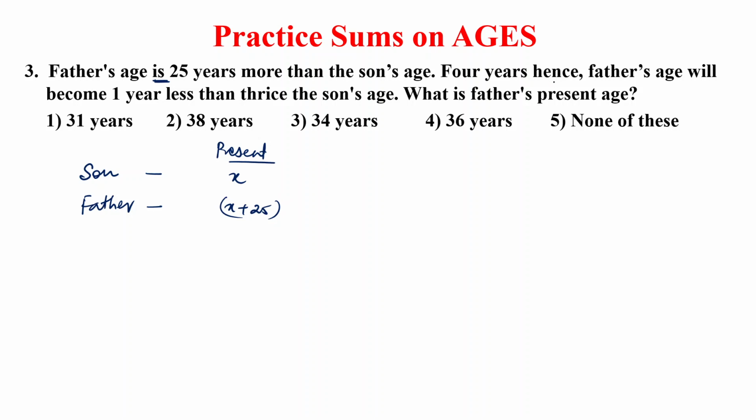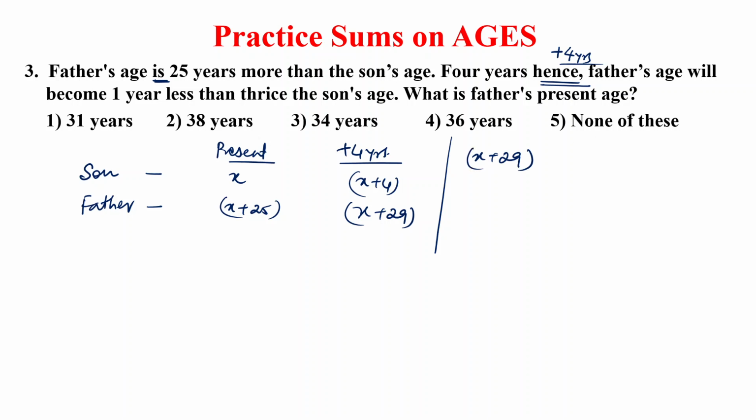Okay, 4 years hence. Hence means later, after. So plus 4 years. So what will happen? This will become x plus 4 and this will become x plus 29. Why? Because x plus 25 plus 4, right? x plus 29. So father's age will become, and the equation is, father's age, what is father's age? x plus 29 will, father's age will become 1 year less than thrice the age of son, right? Thrice the son's age. Okay, is equal to thrice the age of son. Son's age is x plus 4.